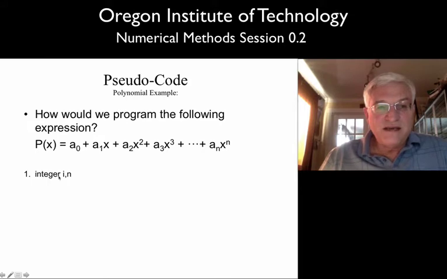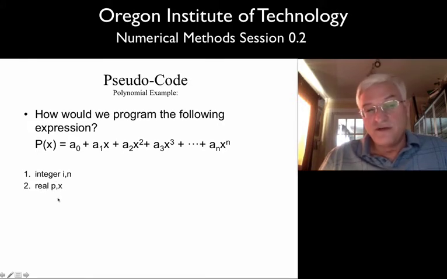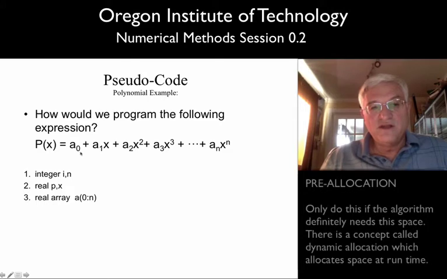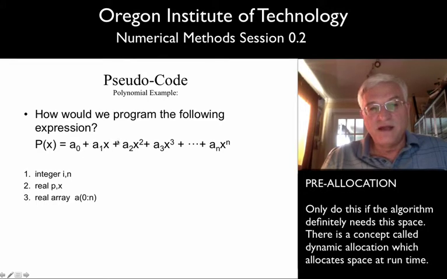And so I'm pre-declaring two integer values called I and n. And we're going to also declare two other variables called p and x, but these are going to be real. They will be stored differently than the integers. We're also going to pre-allocate an array called A. It will have the ability to store n plus 1 values, A of 0, A of 1, up to A of n. These are going to be the same as the subscripted A's that we're looking at in the P formula.